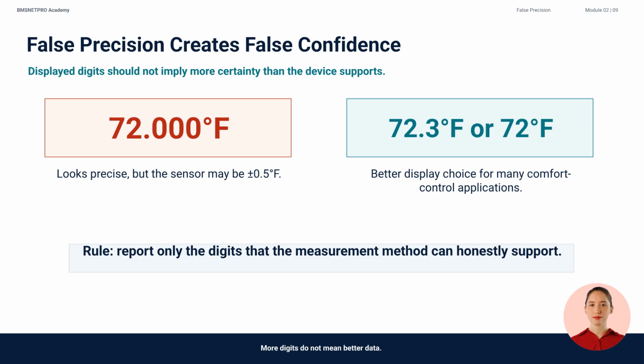A BAS display can show many decimal places, but that does not prove accuracy. If a room sensor is accurate to plus or minus 0.5 degrees Fahrenheit, displaying 72.000 degrees gives the learner false confidence. Energy analysis has the same problem. If the input values are estimated, the result should not be reported with excessive digits. The display should match the quality of the measurement.